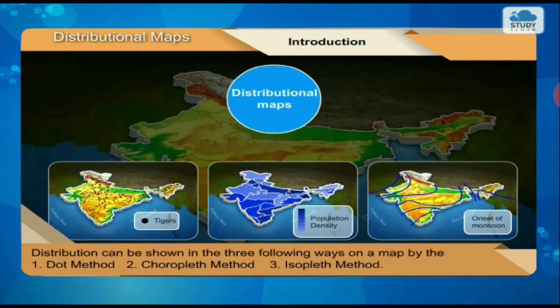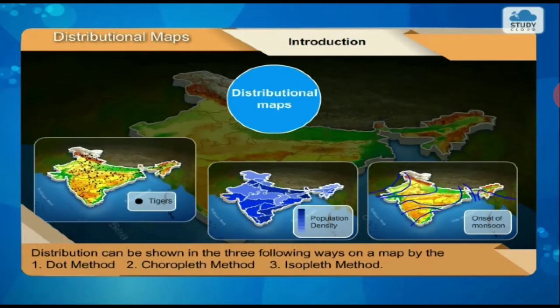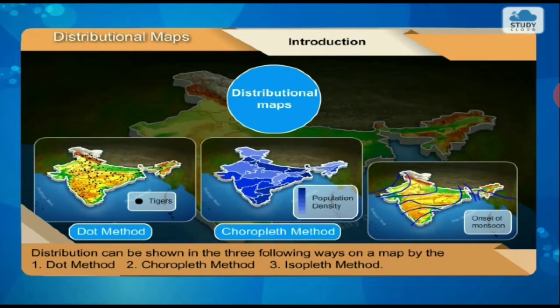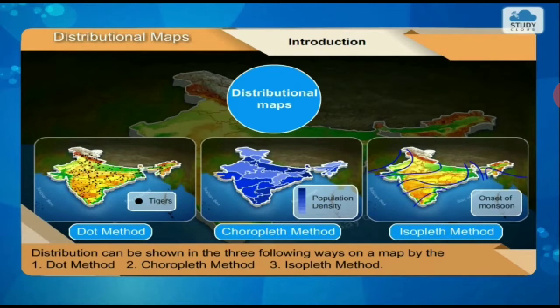Distribution can be shown in the three following ways on the map: 1. Dot method, 2. Choropleth method, 3. Isopleth method.